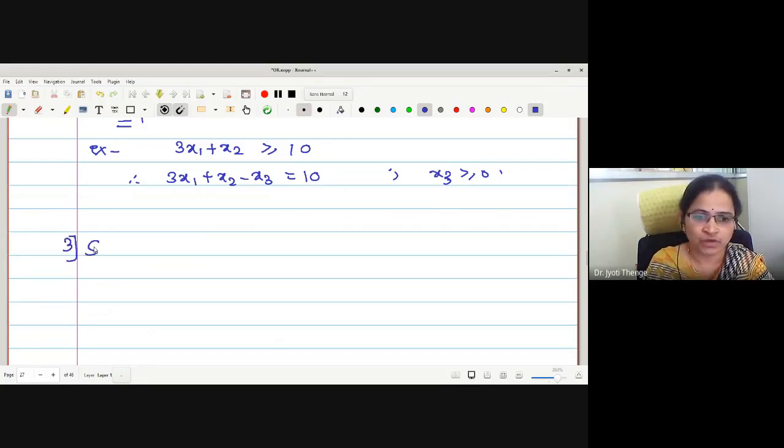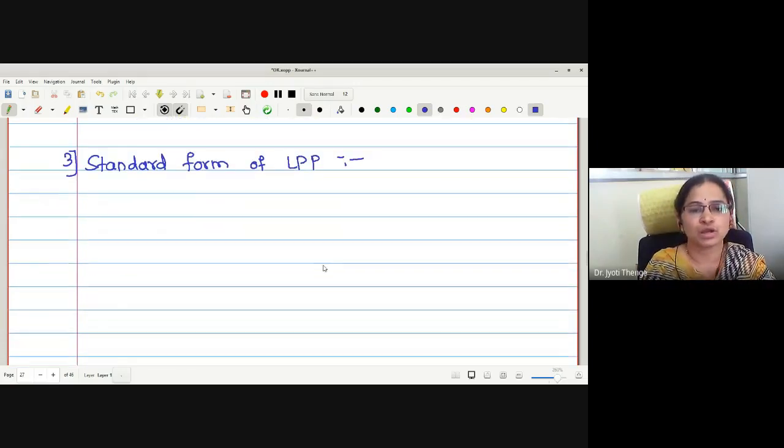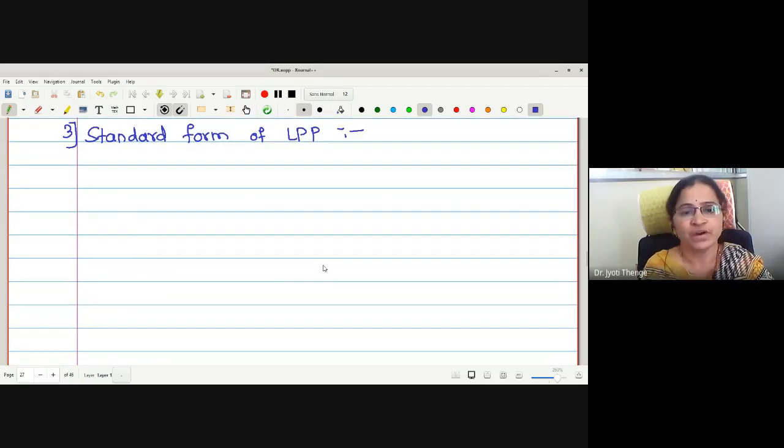Okay. Now we will go to the standard form of a linear programming problem. Whenever we are interested in solving any linear programming problem, first of all we have to convert it to a standard form. Then only we can apply the methods to solve the given linear programming problem. First, let me tell you all the steps orally.